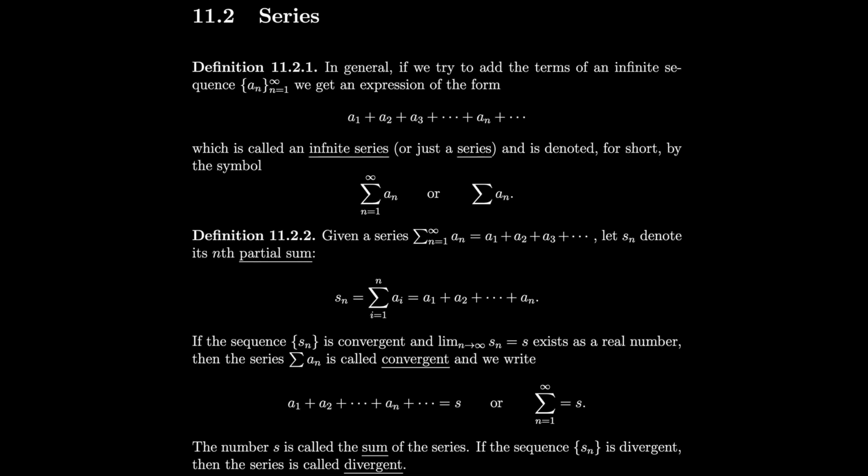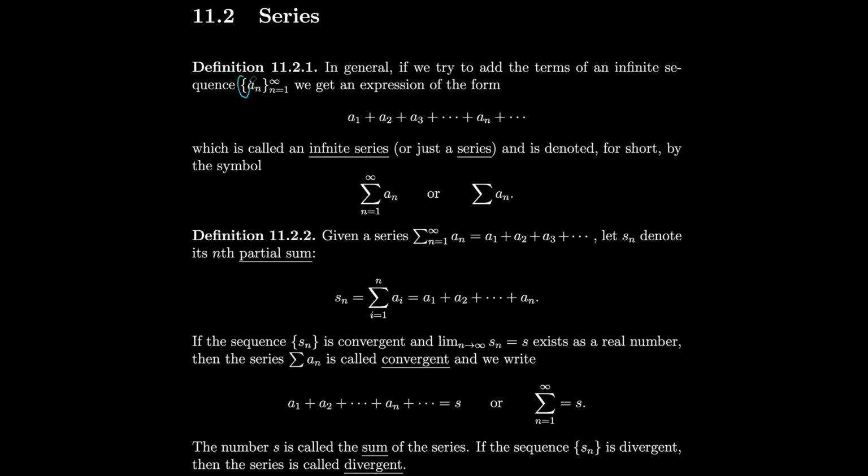Section 11.2, series. In general, if we try to add the terms of an infinite sequence, we get an expression of the form a1 plus a2 plus a3 and so on, which is called an infinite series, or just a series, and is denoted for short using the symbols sigma. So something like this or something like this.